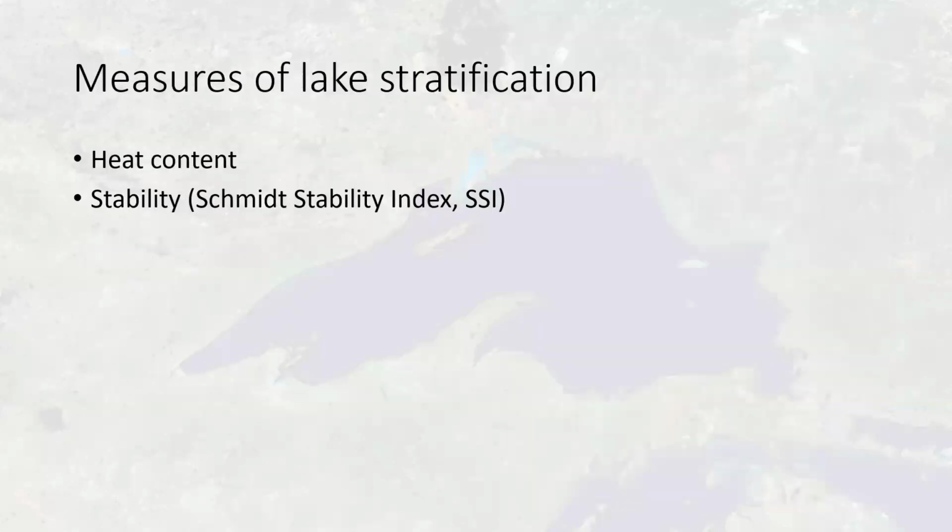I want to talk about 2 measures of lake stratification. We have to take these big time series, tons of data, and boil them down to relatively small amounts of data that we can ingest. I'm going to propose 2 that I'm going to use here: heat content, which I'm going to define in a second, and stability, which is often referred to as the Schmidt stability index. I'll just refer to it as stability.